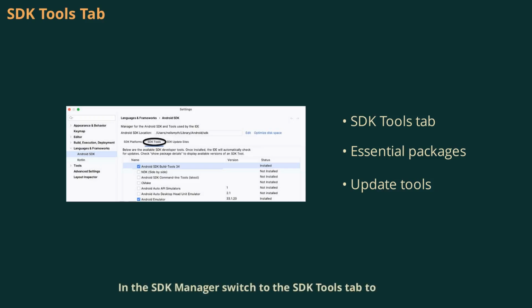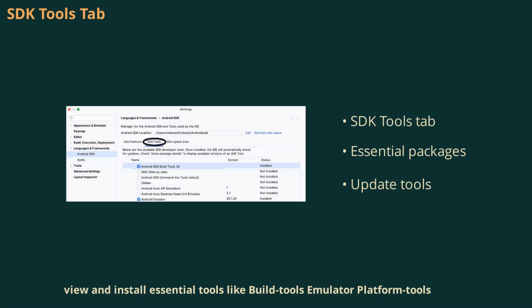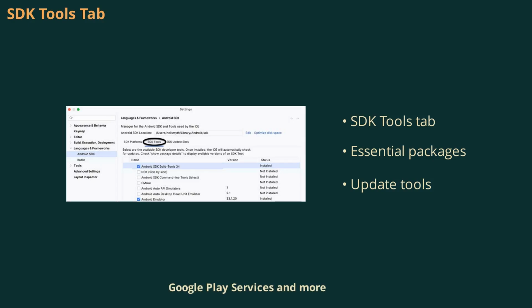In the SDK Manager, switch to the SDK Tools tab to view and install essential tools like Build Tools, Emulator, Platform Tools, Google Play Services, and more. Make sure all required tools are installed and updated. These tools are necessary for building, testing, and running Android apps efficiently.